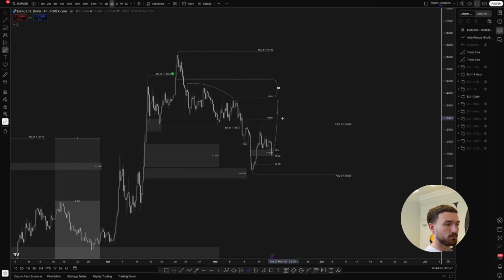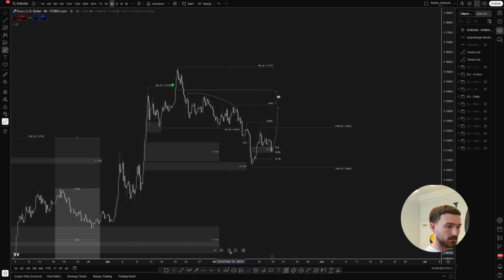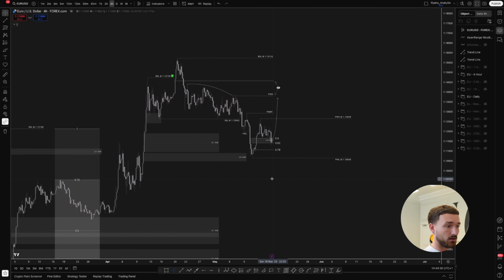Okay, so this is my 4 hour analysis, what I had going. This is basically last week. So we had the daily zone here. We had the 4 hour, which was obviously that 4 hour imbalance was confirmed, and we pushed away.